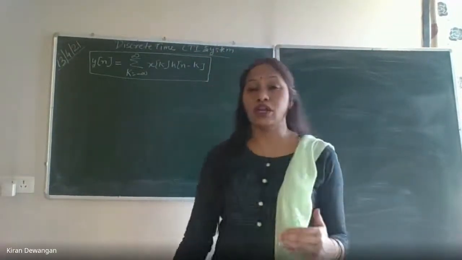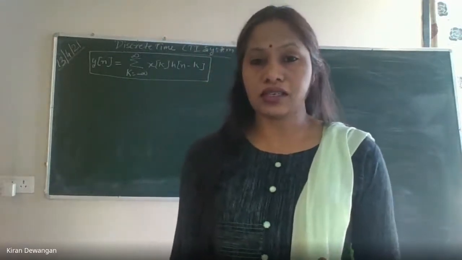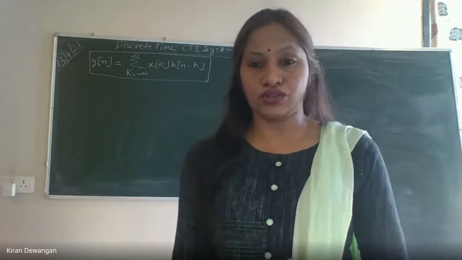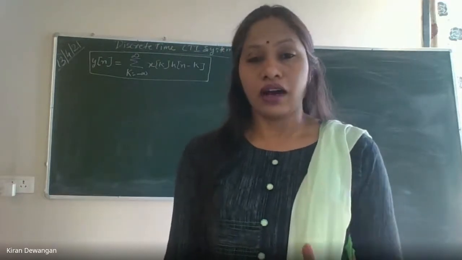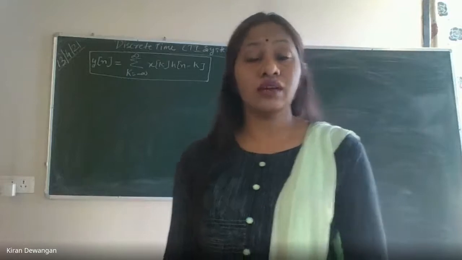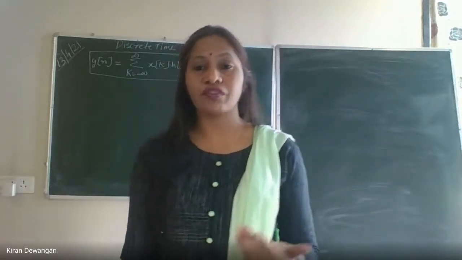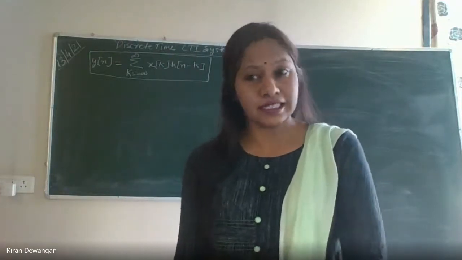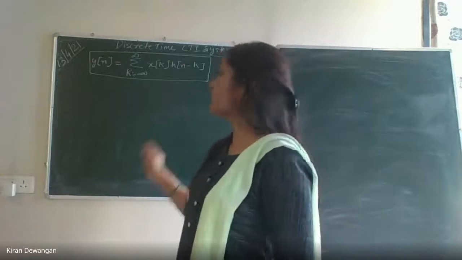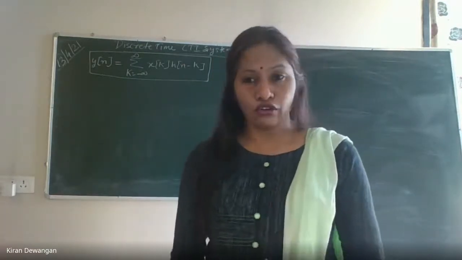What was the formula when we were calculating in continuous time LTI system? It was y of t equals integration from minus infinity to infinity x of tau h of t minus tau d tau. That was the formula that we were solving for calculation of y of t for any continuous time LTI system. Okay? Now when we are talking about discrete time LTI system, the output will be y of n.